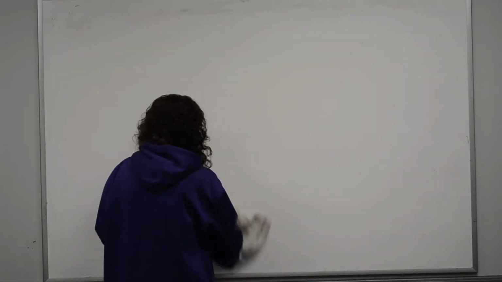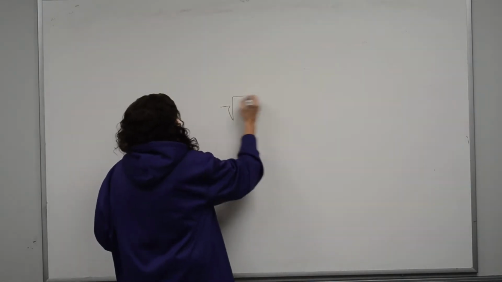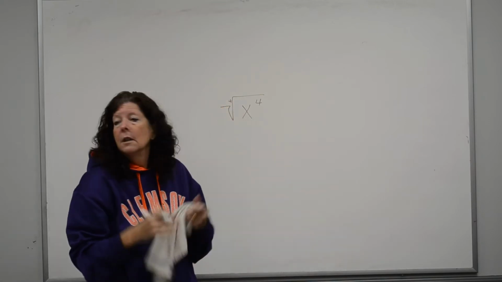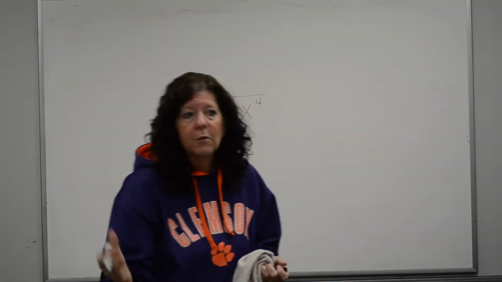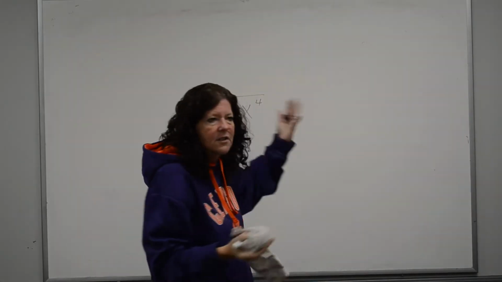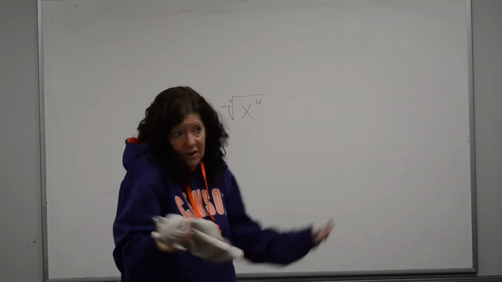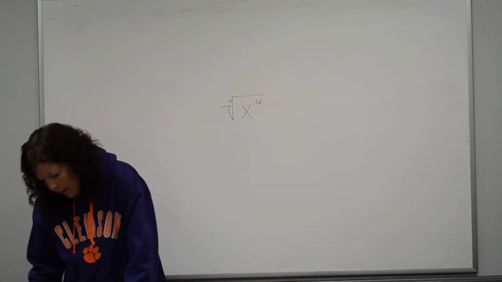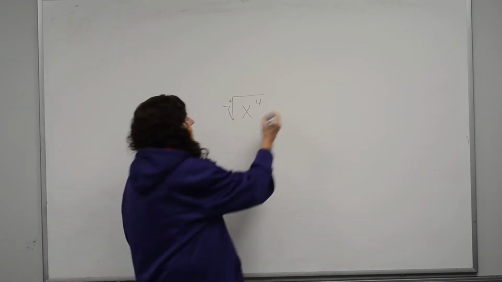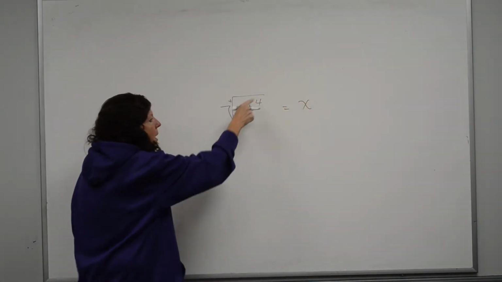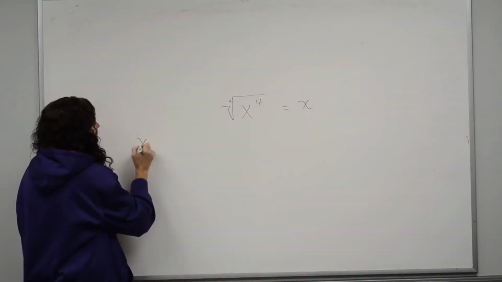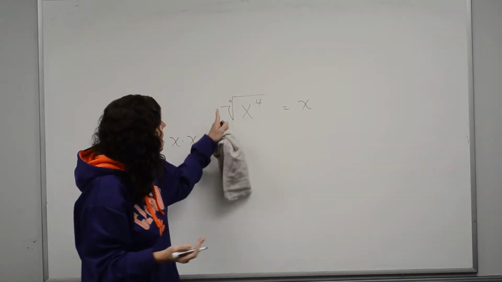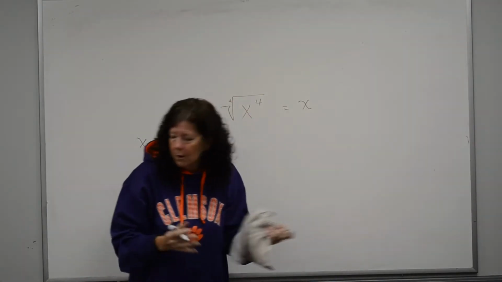What if I said the 4th root of x to the 4th power? Now, if it's got an index up there, it's easy to see. You're talking 4th root, 5th root. If there's no index number up there, what is it assumed that it is? It's a square root if you see nothing there. Okay? What is the 4th root of x to the 4th power? X. It's x. Thinking about what do I multiply by itself 4 times to get x to the 4th? It's that, right? Okay, so therefore the 4th root of x to the 4th power is x.